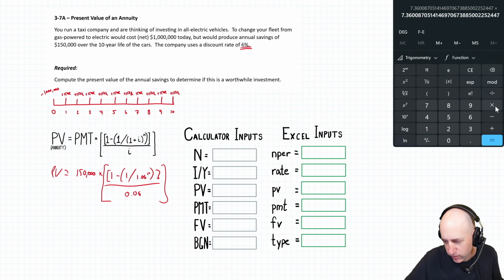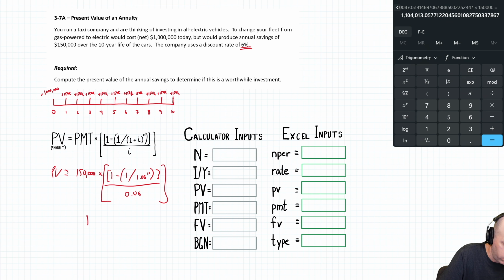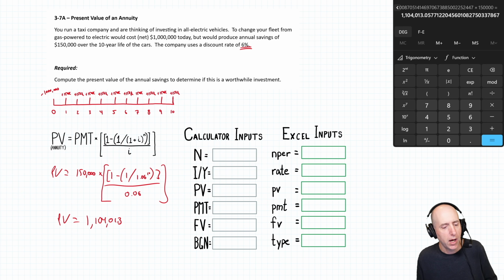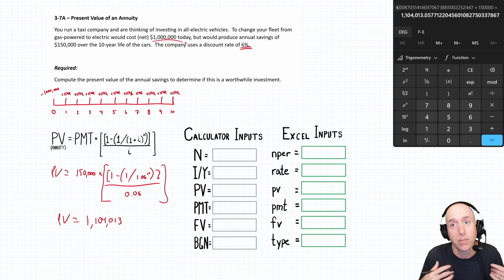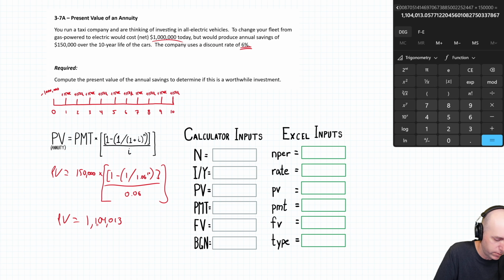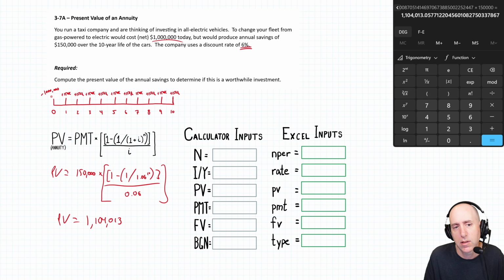I'm going to multiply that by 150,000, and I get PV equals 1,104,013. I'll just go to the nearest dollar. Okay, so 1.1 million about. So should I give up $1 million today to save the present value of 1.1 million? The answer would be yes. This is a positive net present value. You would just take 104 minus $1 million. You're still $104,000 to the good. This is something you should do if these are the numbers.